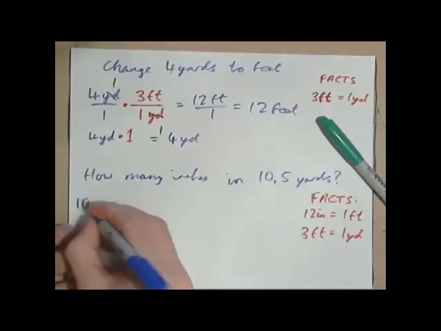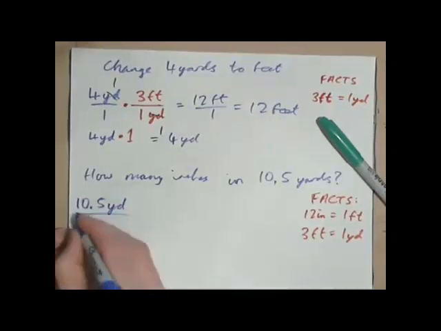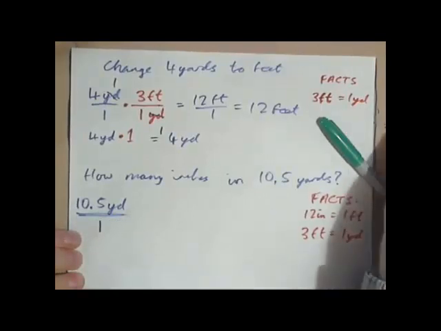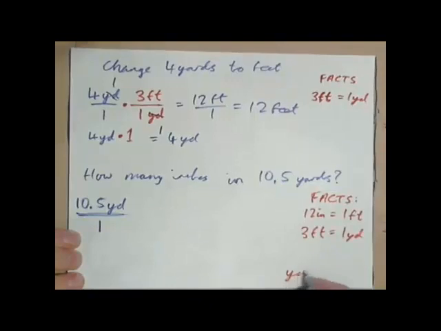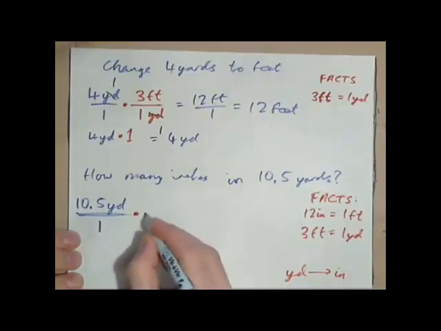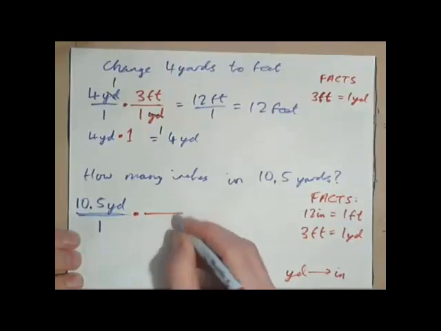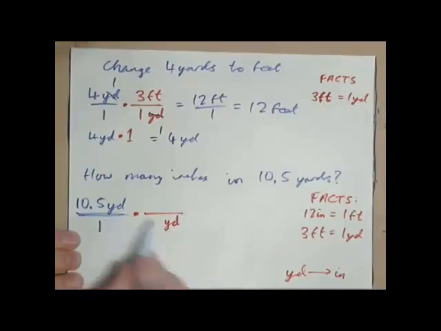10.5 yards can be written 10.5 yd. Write that as a fraction. That's the trick. 10.5 yd all over 1. Okay? We want to go from yards to inches, so we want the yards to go away. So multiply that by a fraction that'll make the yards go away. Well, if you had yd on the top, that wouldn't work. But if you have yd on the bottom of this fraction, now these will cross-cancel, won't they?